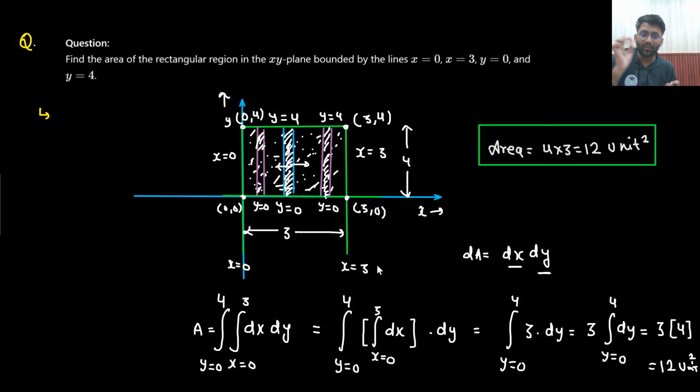But always we need to move from lower limit to higher limit. Always remember, the limit will always be taken from lower limit to higher limit. Lower to higher, lower to higher. So y equals to 0 to y equals to 4, x equals to 0 to x equals to 3.